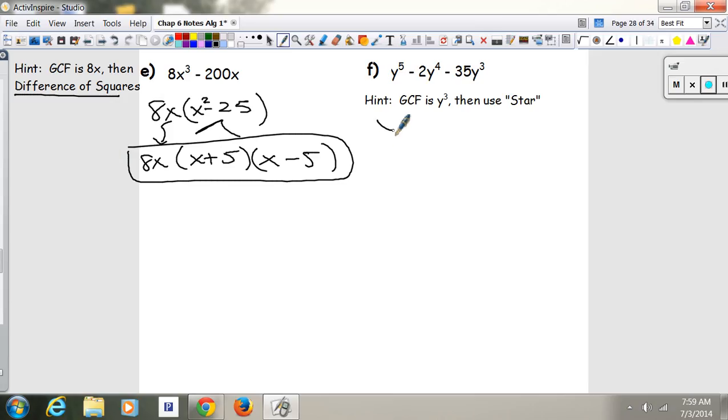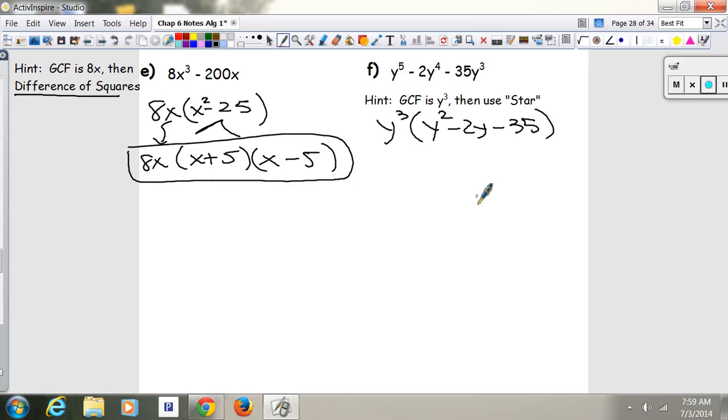Letter F, you're going to take out a y cubed. You'll get y squared minus 2y minus 35. So you take 2 y's out of all 3 terms. I took 2 y's out of here, or 3 y's out of here, I got 2 left. Took 3 out of here, I had 1 left. Took 3 out of here, I had none left.